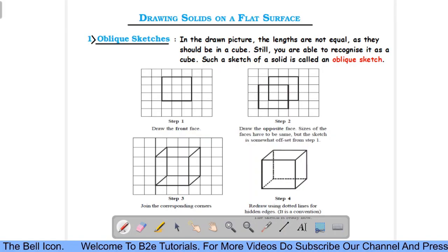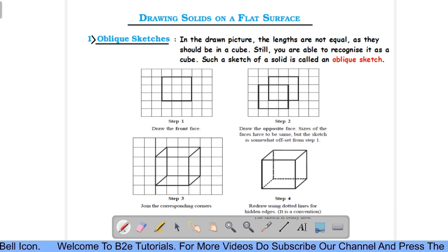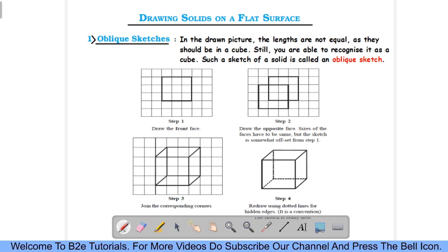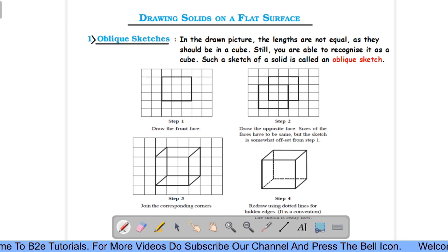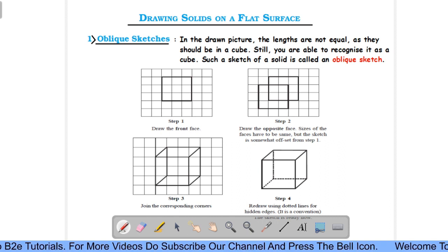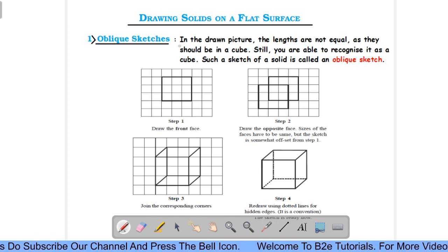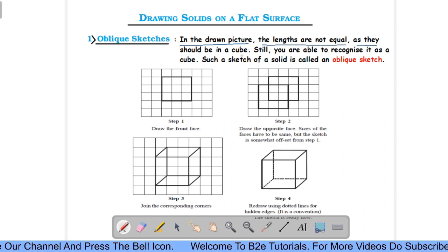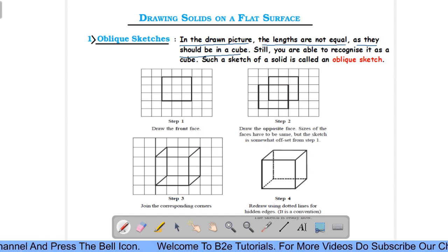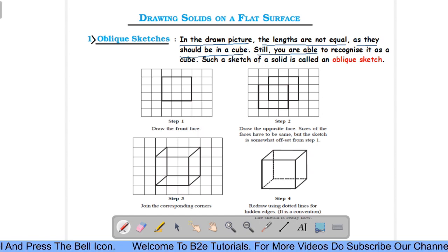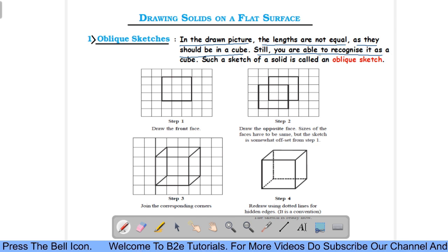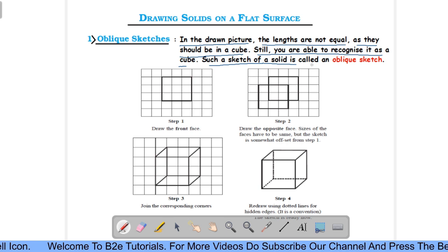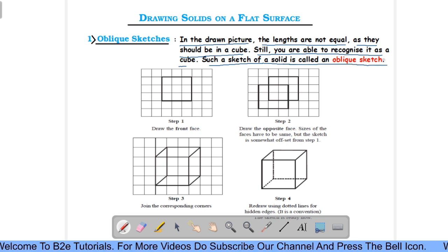Good morning, students. Today, the next topic is drawing solids on a flat surface. Let's say first one, how to draw oblique sketches. In the drawn picture, the lengths are not equal as they should be in a cube. Still, you are able to recognize it as a cube.